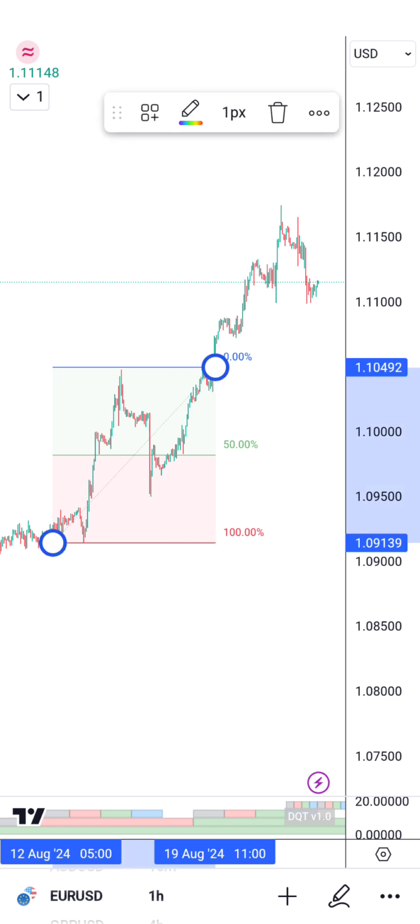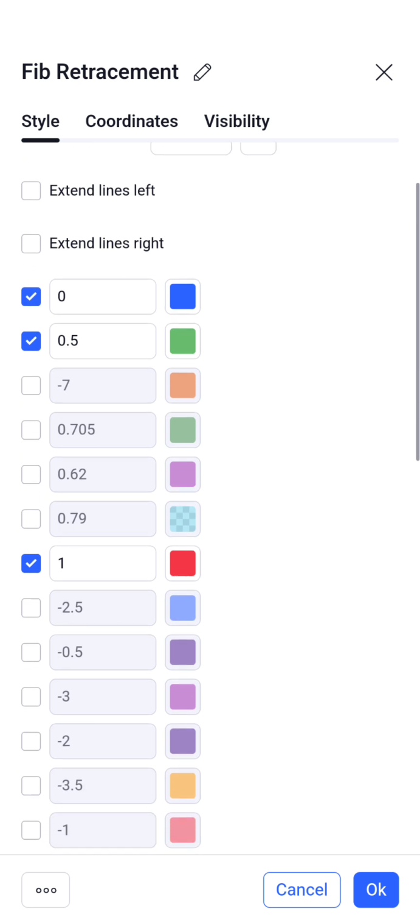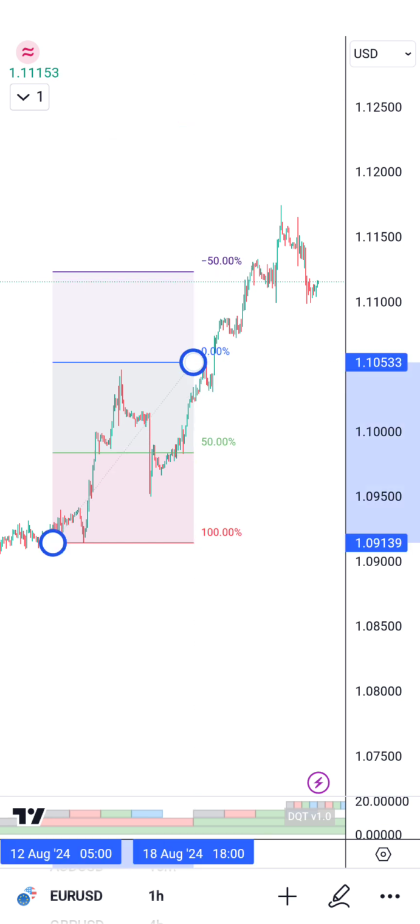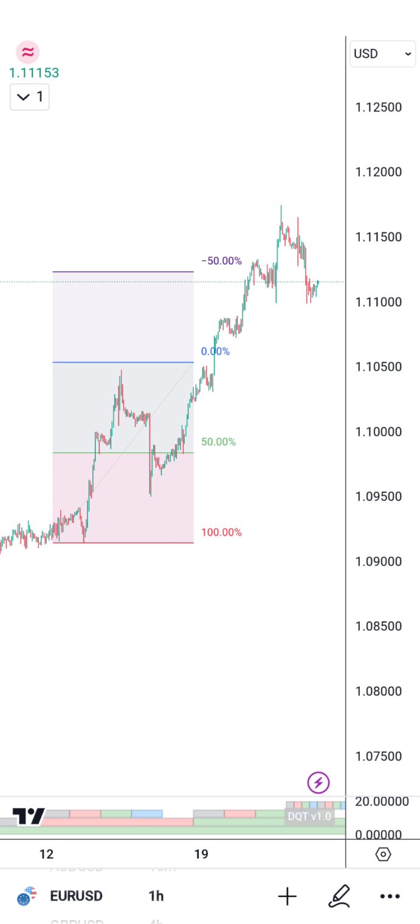So what we are going to do is go to the settings, and you see these settings here, toggle on negative 0.5. That is half a standard deviation, and you go back. You see, we have simply multiplied this by half. We have projected this standard by half.